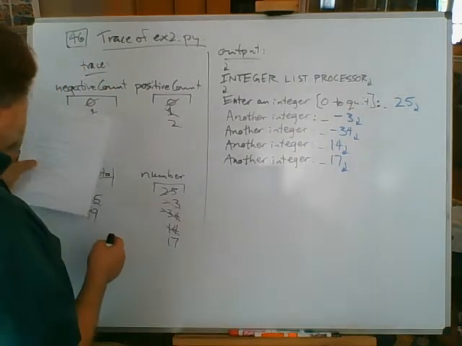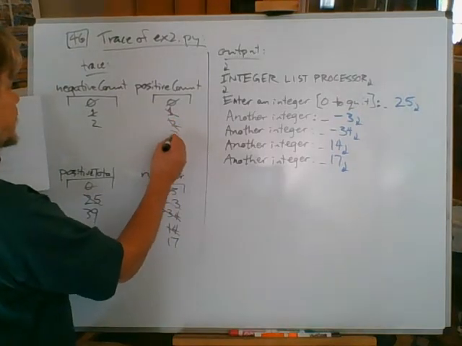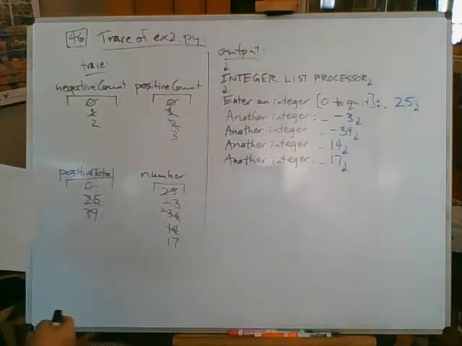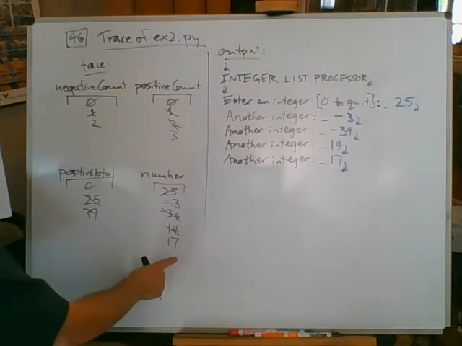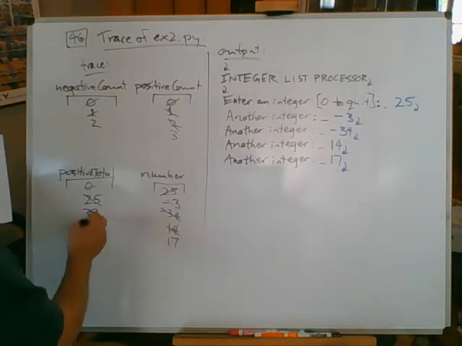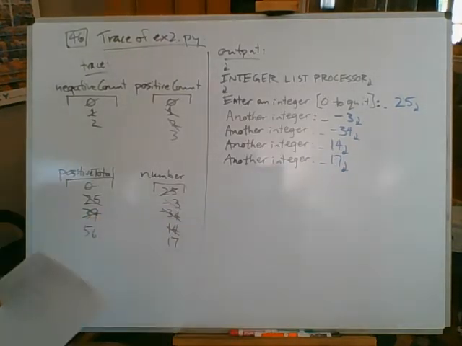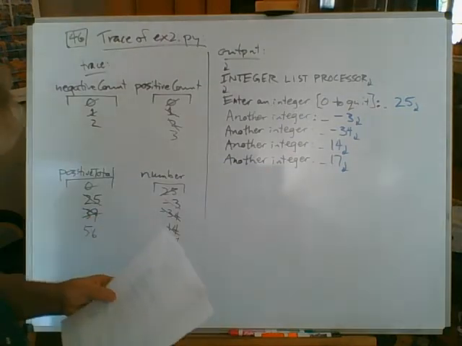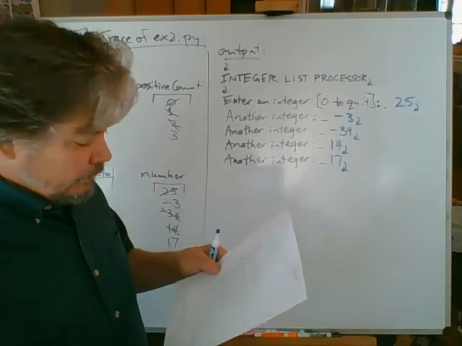It says positive count plus 1 on the right-hand side. Positive count plus 1 will be 3, and it stores that back in variable positive count, so that's a 3. And here's the sum for me. Positive total plus number on the right-hand side of line 39. Let's see, it ends with a 6. 39 plus 17, I think that's 56. If it's not, I'll send you an email with the correct answer later.